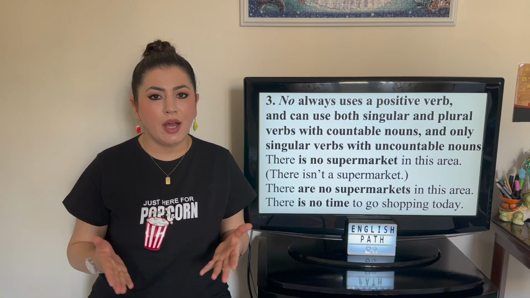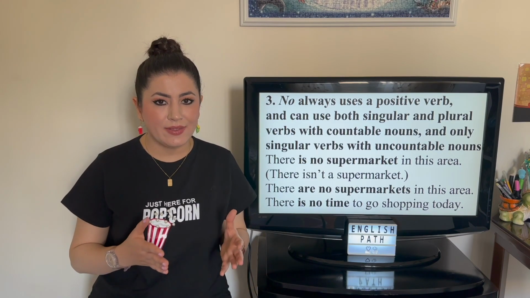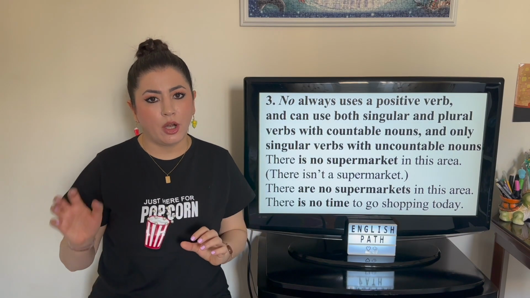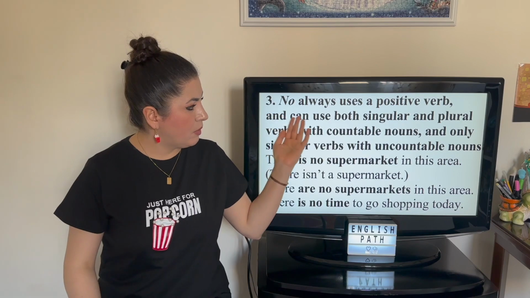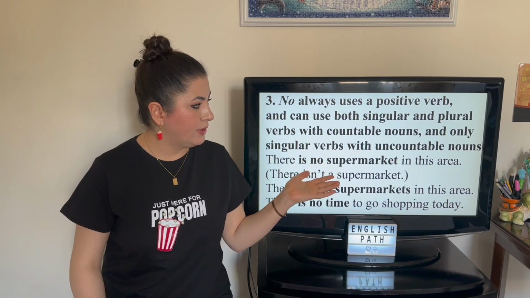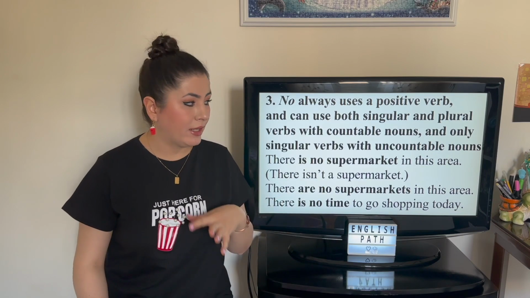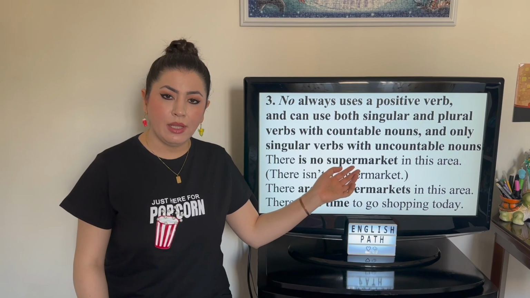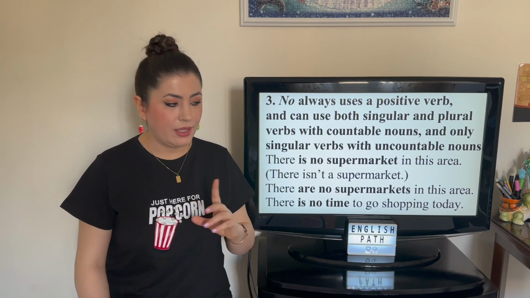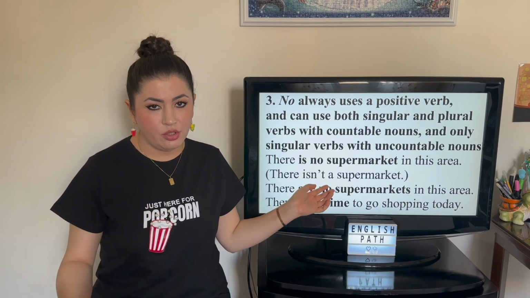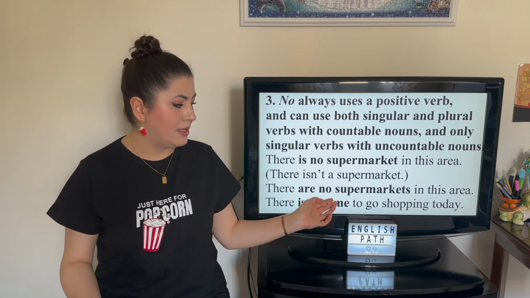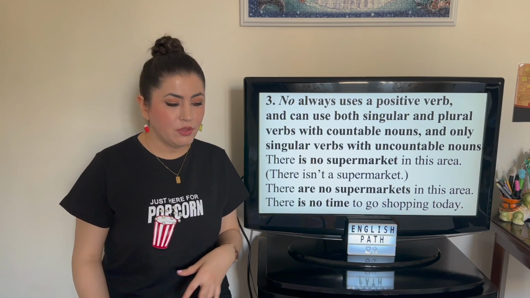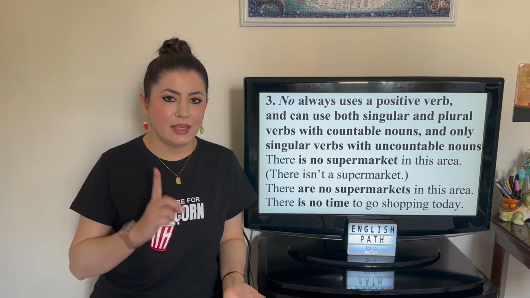No always uses a positive verb because in every negative sentence, you can only have one negative word. So when you have no, the verb has to be positive. And it can use both singular and plural verbs with countable nouns and only singular verbs with uncountable nouns. Like, there is no supermarket in this area. Supermarket is countable. And with no, we can use it singularly. It means that there isn't a supermarket or there are no supermarkets in this area. There is no time to go shopping today. Time is uncountable and obviously has to be used singularly.